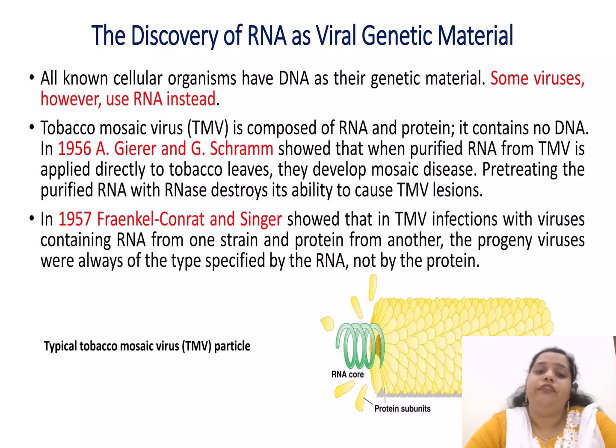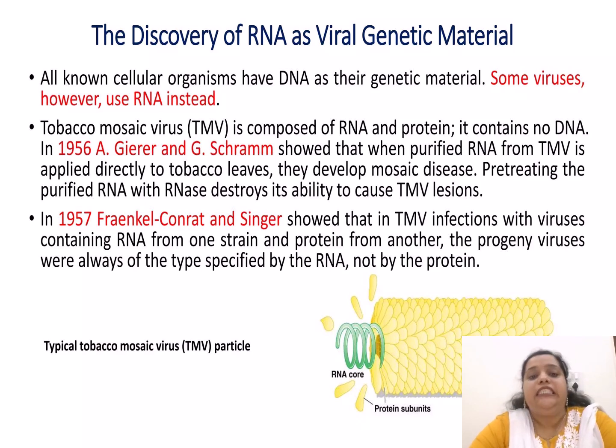Next, if you talk of the discovery of RNA as viral genetic material, how it started. All cellular organisms have DNA as a genetic material. Some viruses, however, use RNA also. That's how we term it an RNA virus. Tobacco mosaic virus is composed of RNA and protein. As I told in the previous slide, it doesn't contain DNA.